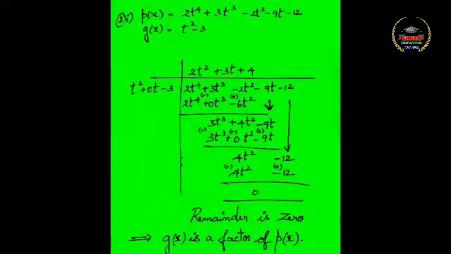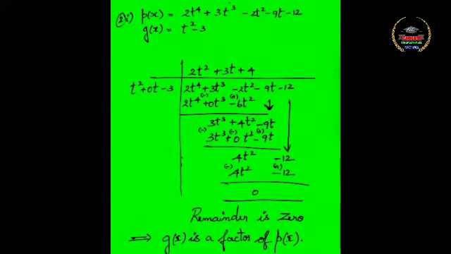When you multiply the entire divisor by 2t squared, t squared into 2t squared will be 2t power 4, 2t squared into 0t will be 0t cube, and 2t squared into minus 3 will be minus 6t squared. So when you subtract, that t power 4 term will get cancelled. 3t cube minus 0t cube will be the same 3t cube, minus 2t squared plus 6t squared will be plus 4t squared. Now you have to bring down the next term, that is minus 9t.